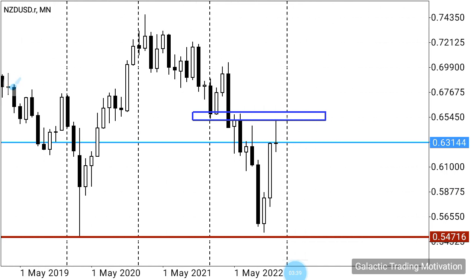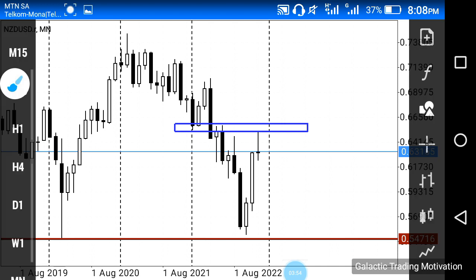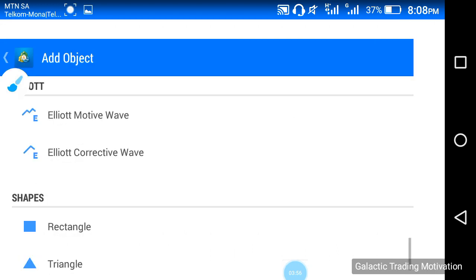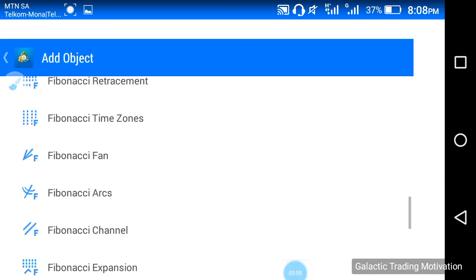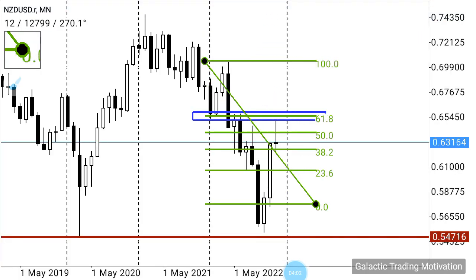So the next thing that I'm going to do is, just for the sake of looking for confluence, I'm going to utilize the Fibonacci retracement tool to see if this neckline of this M structure actually aligns with any key numbers that we have on the tool, right? Let's see. Just bear with me, guys. Let's look for Fibonacci. Let's have a look. Let's see, right?